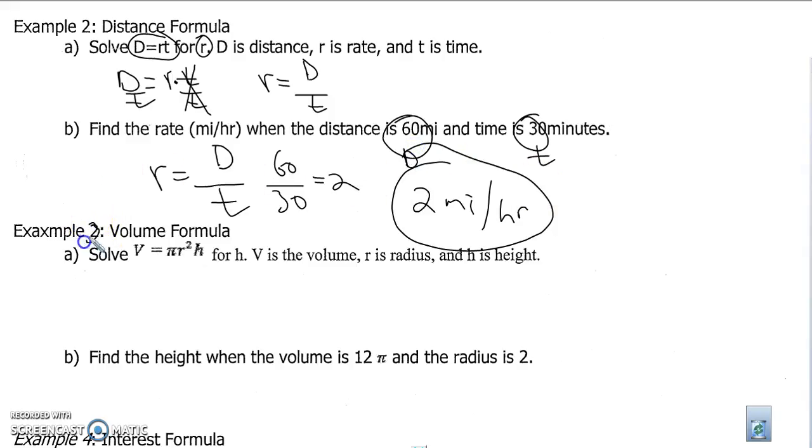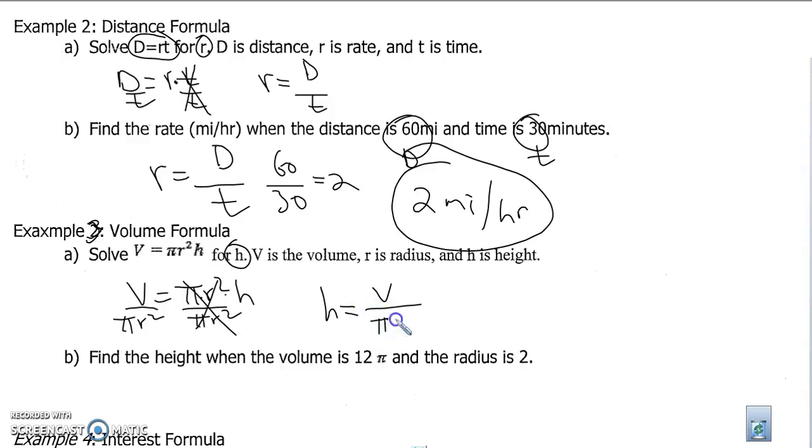Next, this is example 3. Example 3, volume formula. Solve V equals pi r squared h for H. So we're solving for H. V is the volume, R is the radius, H is height. So this is the volume for a cylinder. So we're going to write the volume formula, and we're going to solve for H. So you've got to move everything away from H, isolate H. So here, these are times. So you're going to take these two and divide. So this goes away. H will be volume divided by pi r squared.